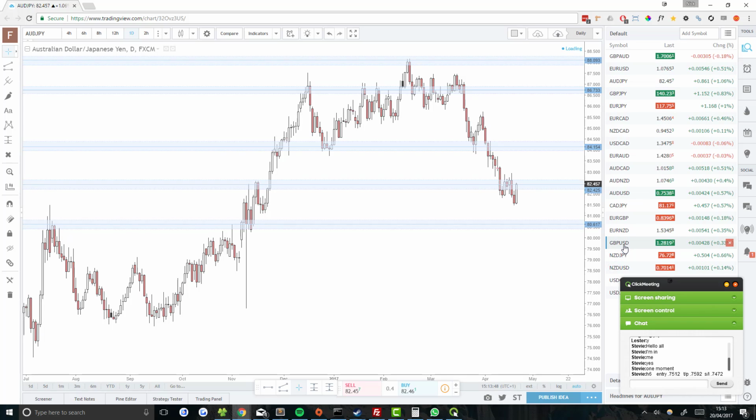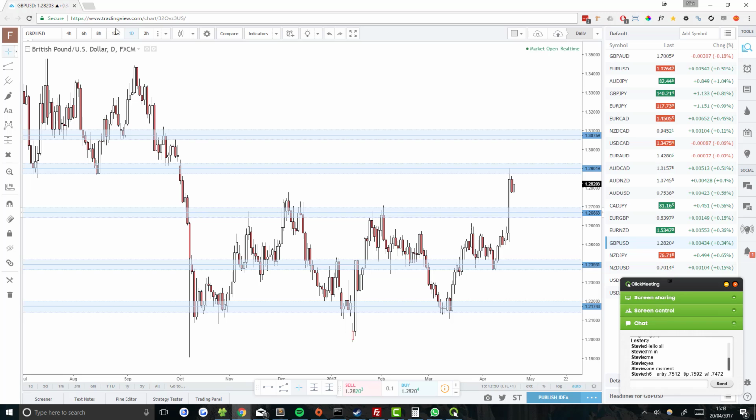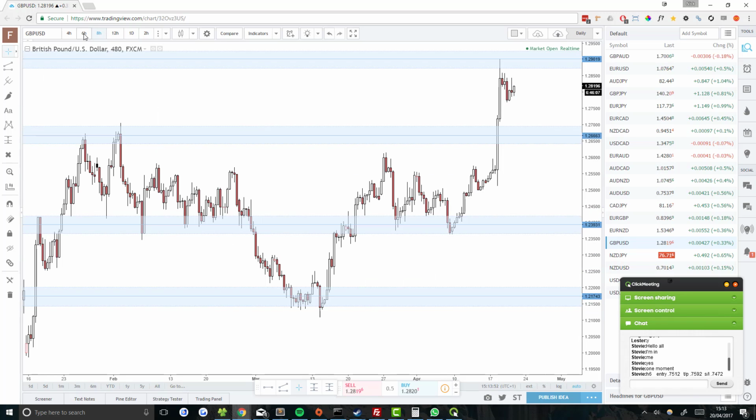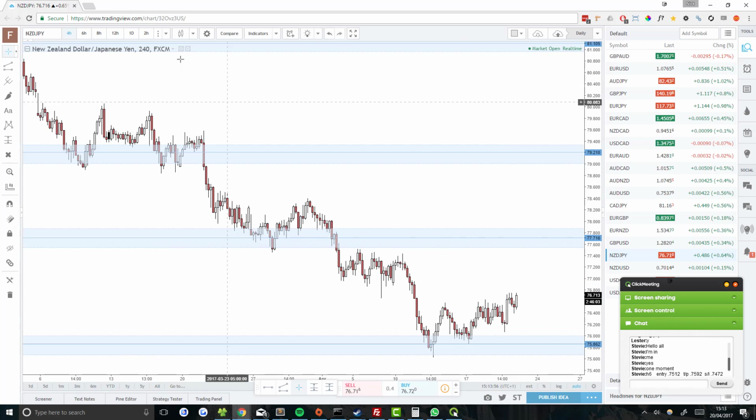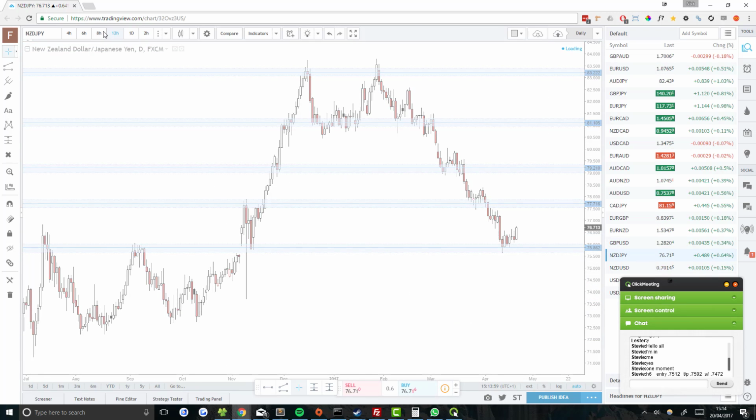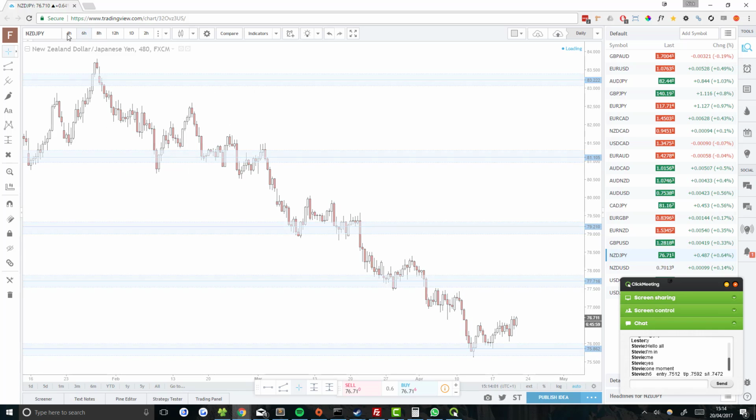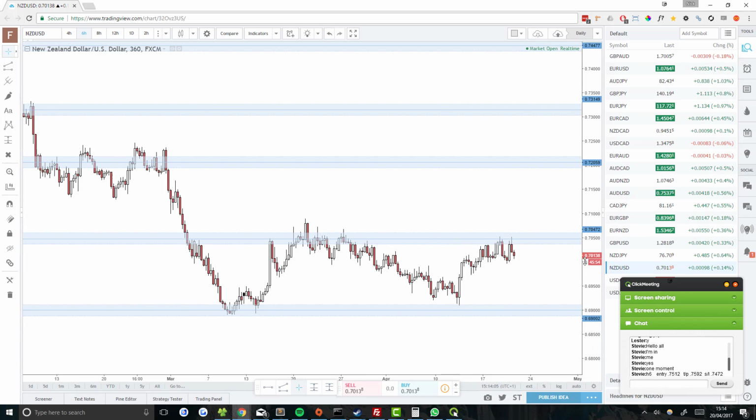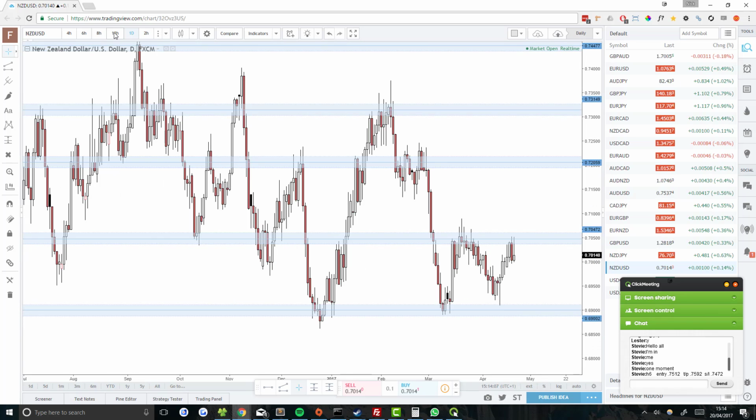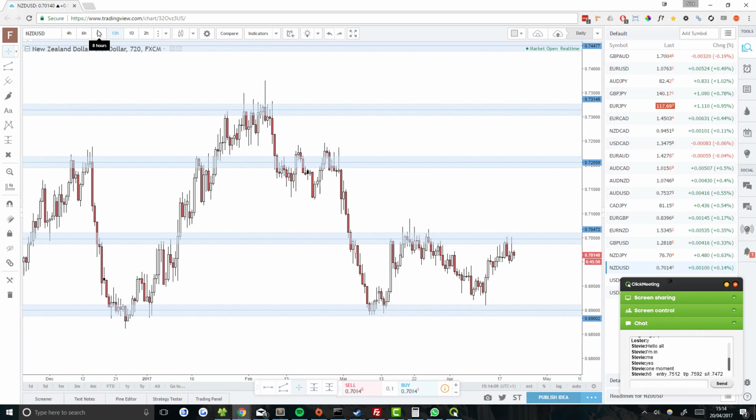Got several potentials here. GBPUSD, kind of in between areas right now. New Zealand JPY, kind of in between areas. New Zealand USD, made some major changes to support resistance on New Zealand USD, so do check them out too.